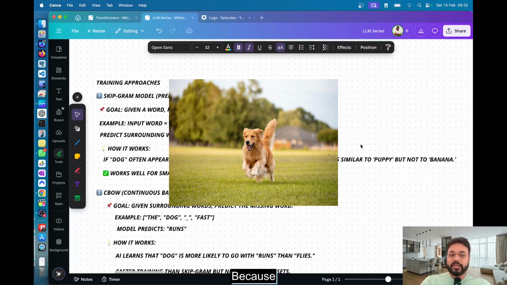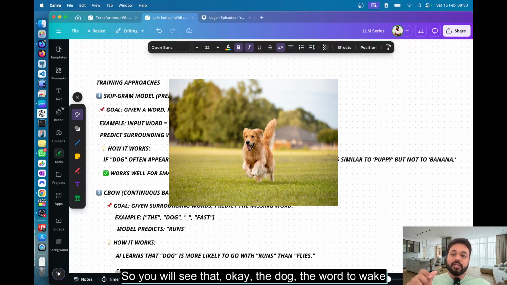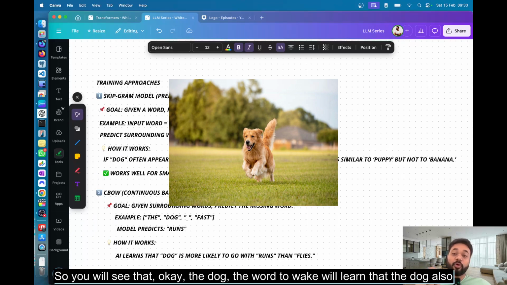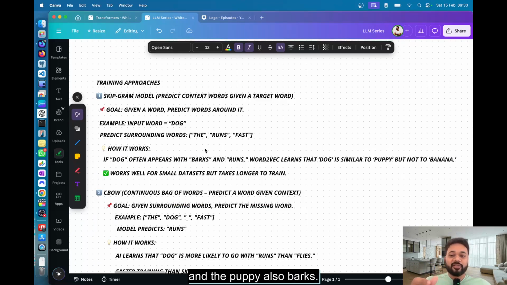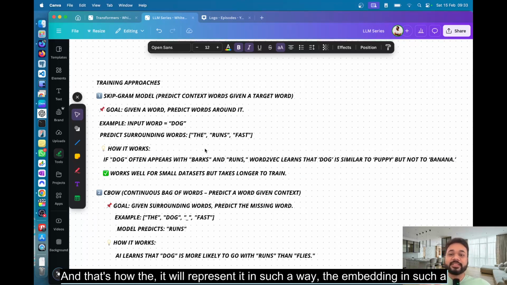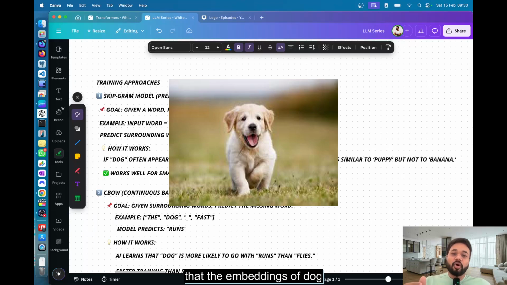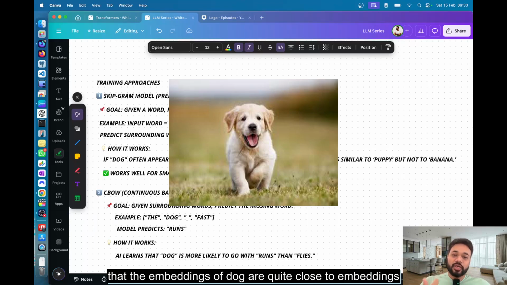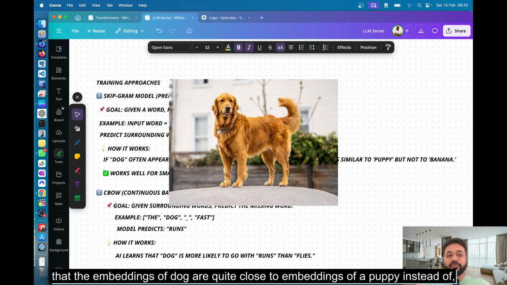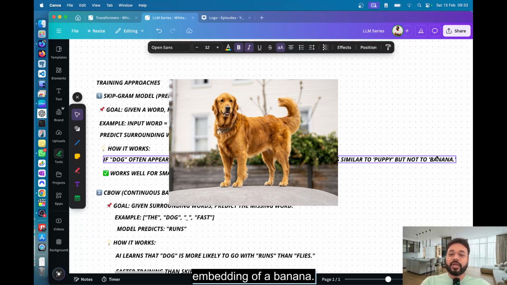And not bananas, right? Because a puppy will also bark and run in a particular sentence. So you will see that Word2Vec will learn that the dog also barks and the puppy also barks, so therefore they might be quite similar or quite related, right? And that's how it will represent it, in such a way that the embeddings of dog are quite close to the embeddings of a puppy instead of the embedding of a banana.